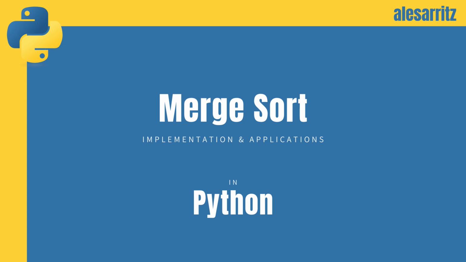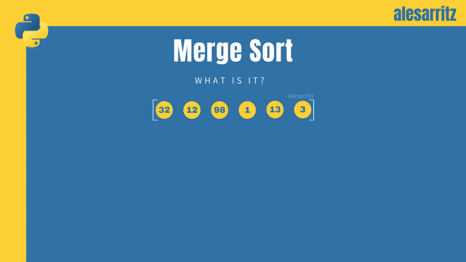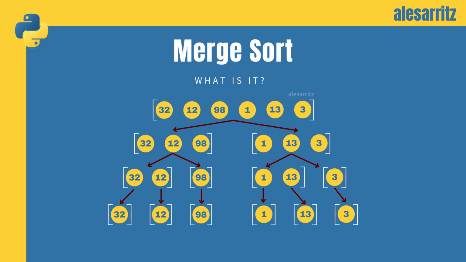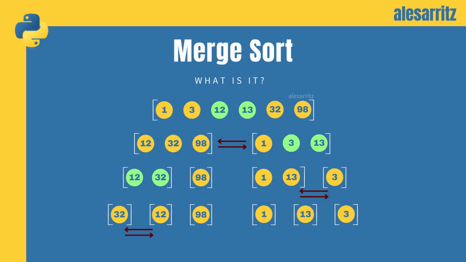My name is Alessia and today we talk about the implementation and applications of merge sort. Let's take this unordered array and see how merge sort works. Since merge sort is a classic divide and conquer algorithm, it divides the array in half recursively and applies the same sorting algorithm to each of those halves. The sorting algorithm takes the two halves, sorts them, and then returns the ordered merged array. This happens repeatedly until we have the initial array completely sorted.